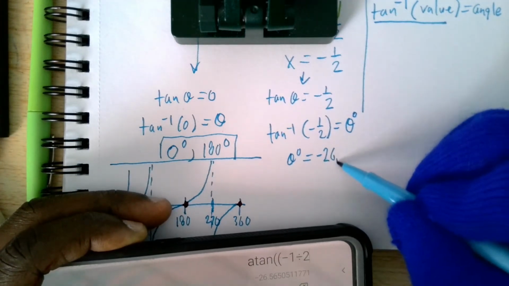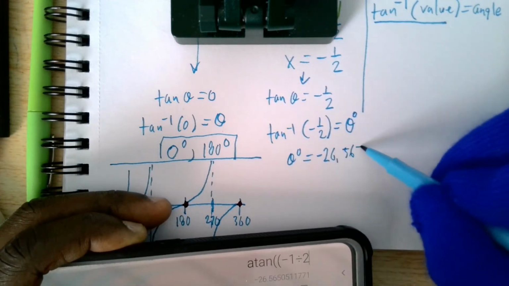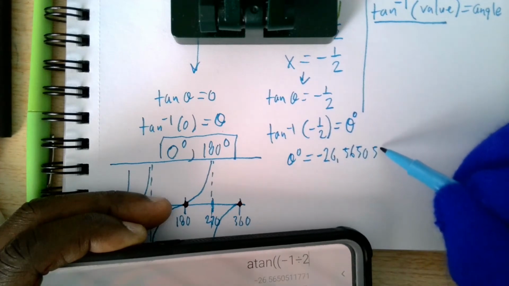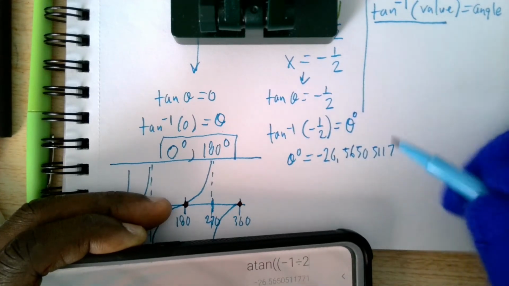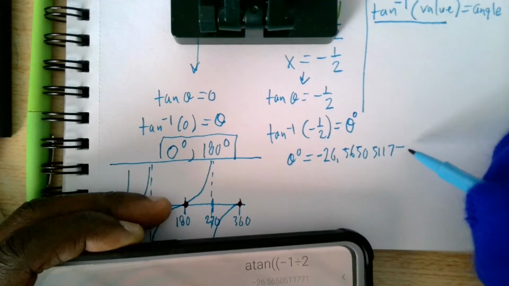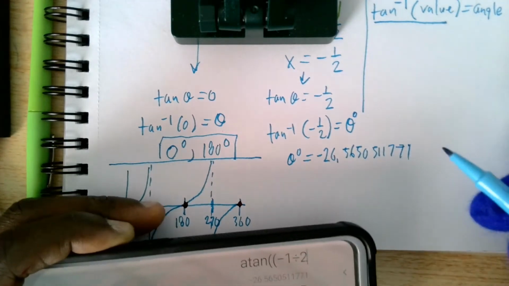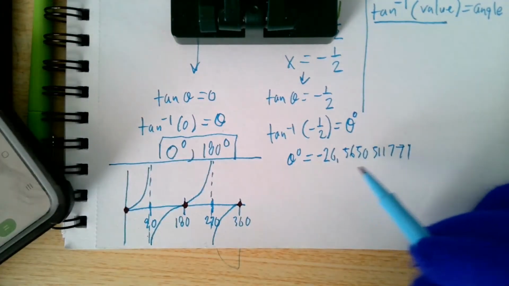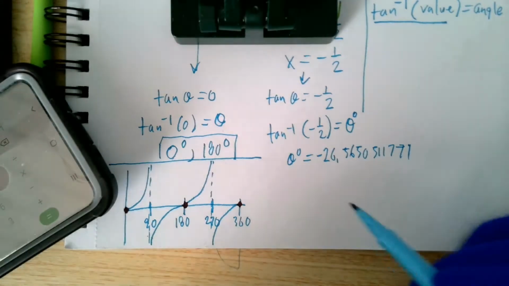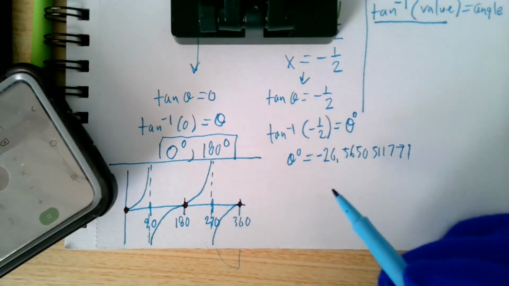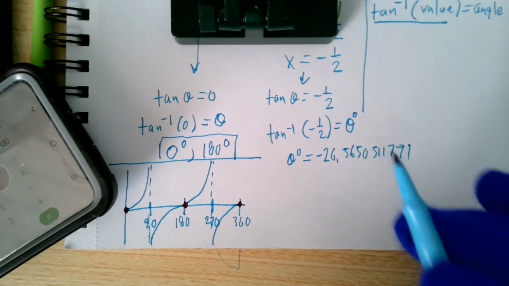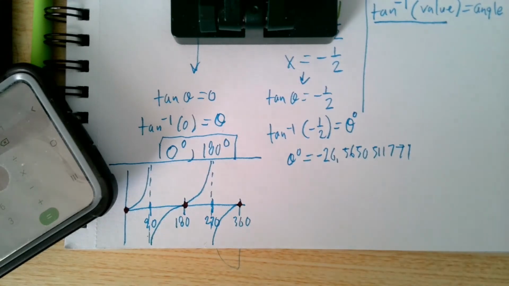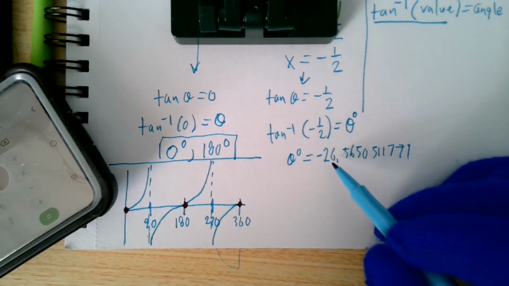-26.56505117711. I know what you're thinking. Why are we writing all these numbers? Didn't the calculator just say all I need to do was round to the nearest tenth? I know, but this is not your final answer. They didn't ask you for a negative degree.